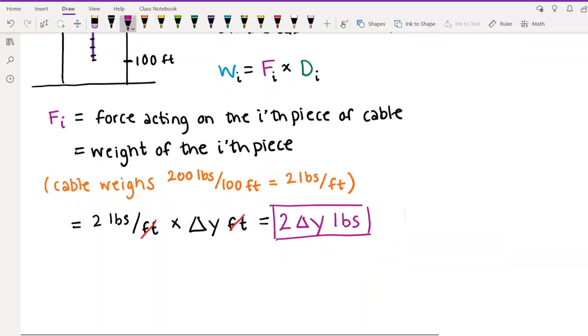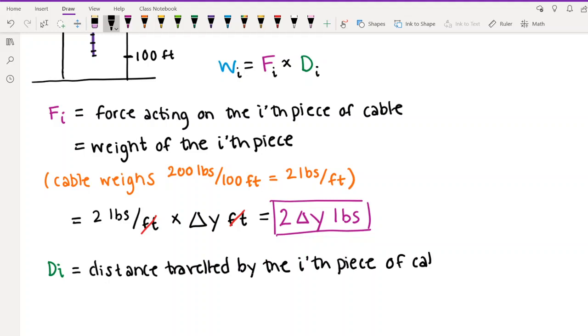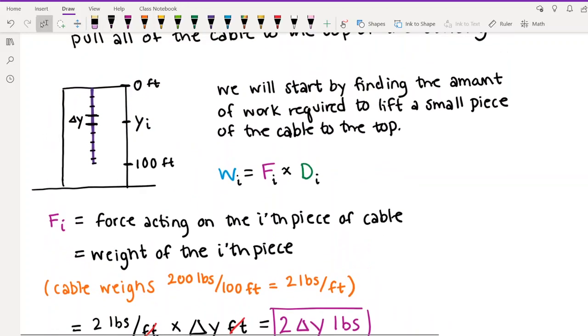Okay, so the next question is the distance. To find di, that's going to be the distance traveled by the ith piece of cable. So again, let's look at our diagram. I think maybe the easiest way to figure this out is to assign a number to yi. yi just represents some height or some distance going down the cable, right? So let's say that we're at 40. If yi was equal to 40, how far would it have to travel? Well, it would have to travel 40 feet, right? Or if we were at a distance of like 10 feet, well, how far does it have to travel to get to the top?